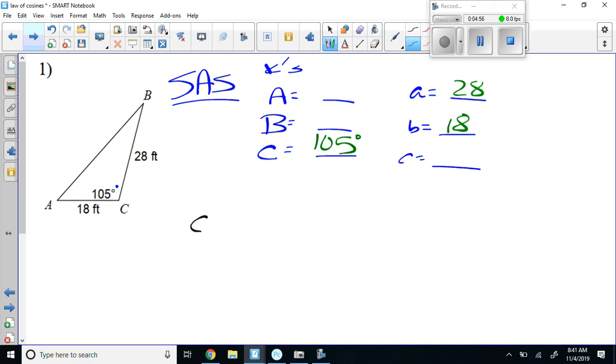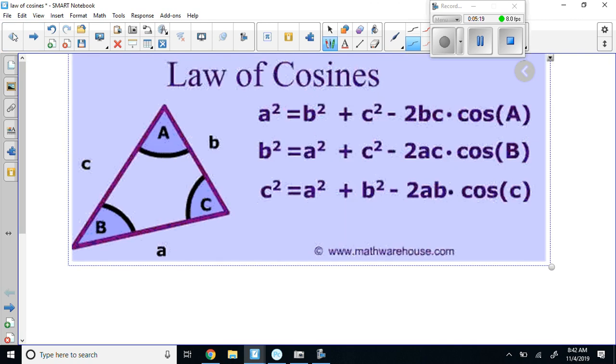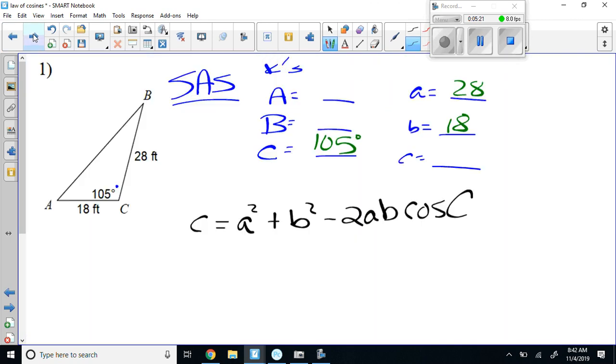Okay, hold up. Side C is equal to a squared plus b squared minus 2, what? 2AB cosine of who? C. All right. Let's look. Yes, it would be C squared equals A squared plus B squared minus 2AB cosine of C, right?